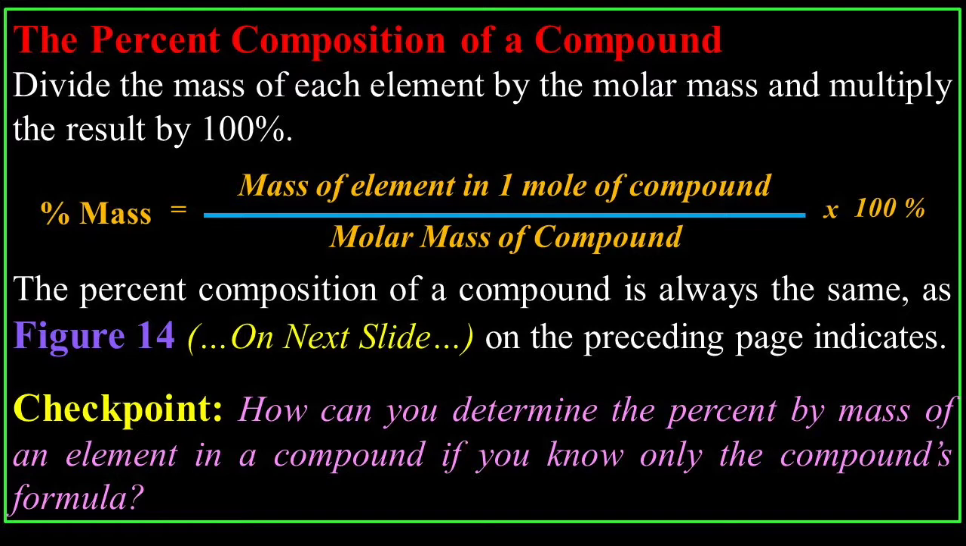Divide the mass of each element by the molar mass and multiply the result by 100. The percent mass is the mass of the element in 1 mole of the compound divided by the molar mass of the compound times 100%.